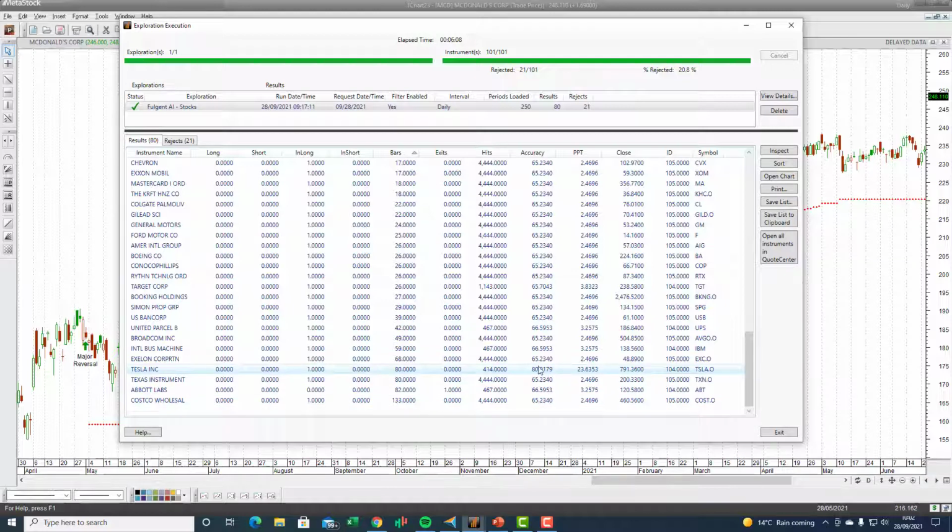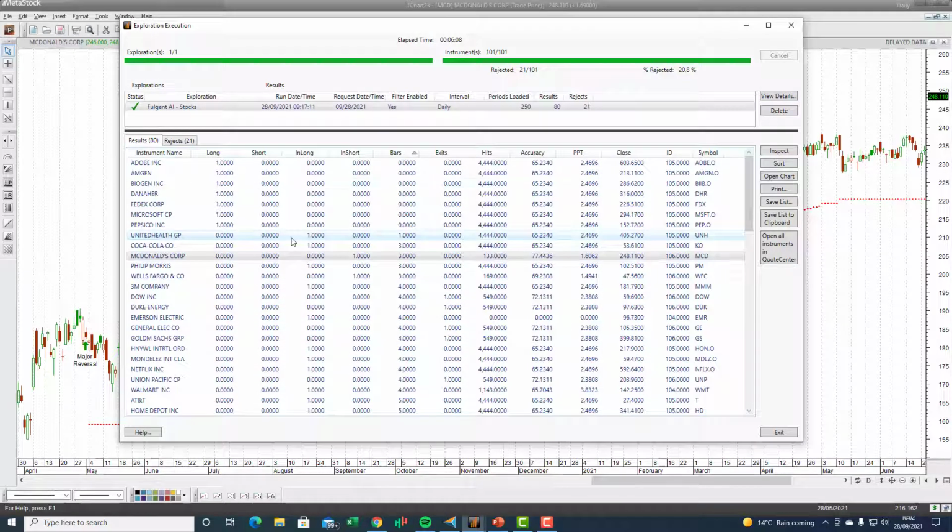Here's one, Tesla is 80% accurate. This particular AI engine, 104, is the classic swing trade on Tesla, and it is 80% accurate. It occurred 414 times in the testing period. So you can see even trading Tesla with the AI alone is very profitable.